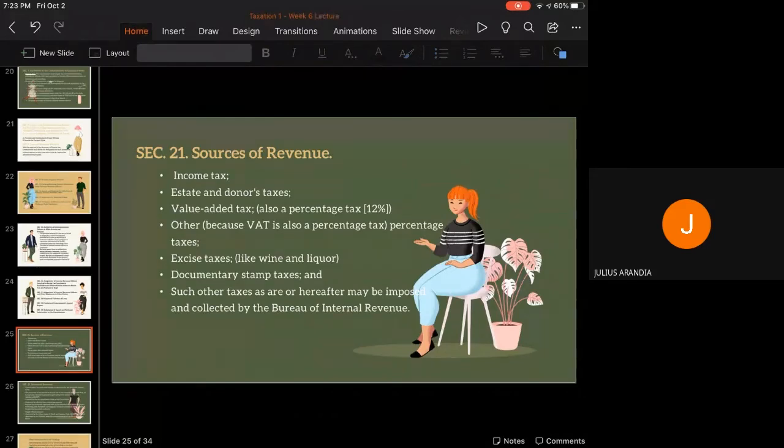Maraming percentage taxes, I cannot recall now. Excise taxes like liquor and wines and gas, documentary stamp taxes, and such other taxes imposed and collected by the BIR. So these are national internal revenue taxes. And the provisions under the NIRC govern these taxes. So it is important that you know this, because the remedies and provisions for these kinds of taxes you can find under the NIRC and the amended laws.